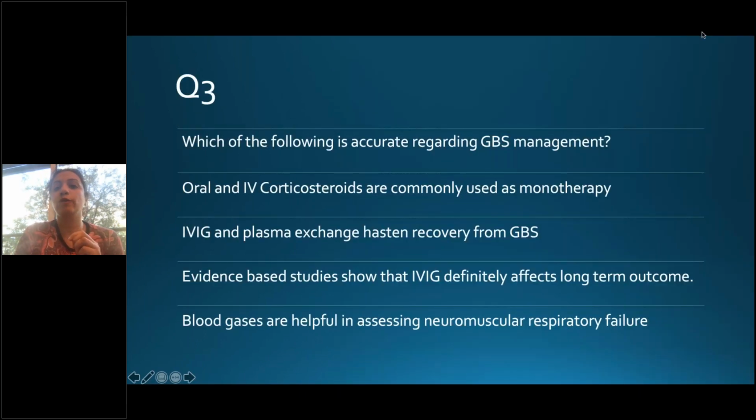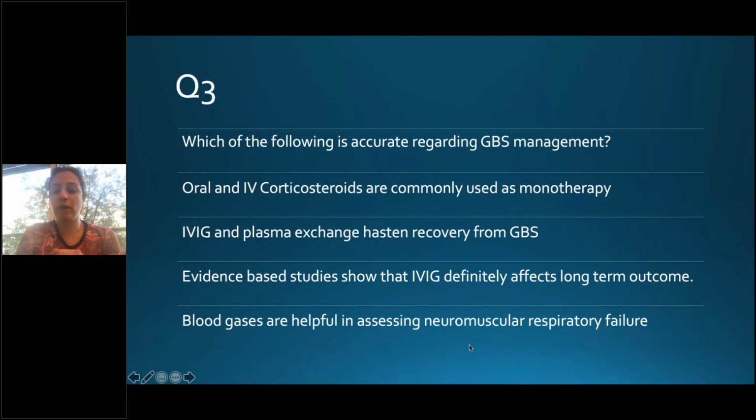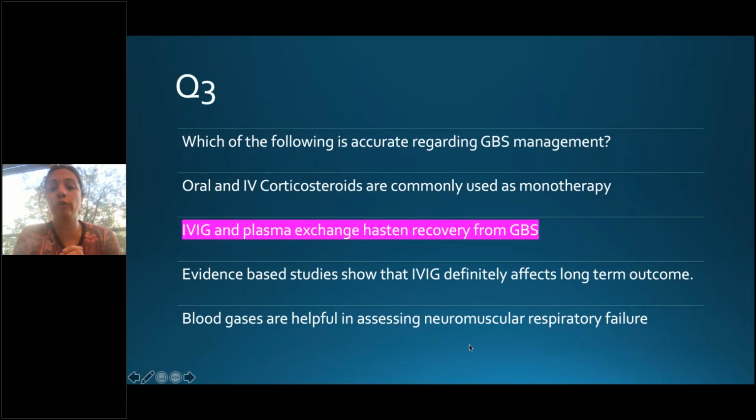Last question, which of the following is accurate regarding management? Oral and IV steroids are commonly used as monotherapy. IVIG and plasma exchange hasten recovery. Evidence shows that IVIG definitely affects long-term outcome. Blood gases are helpful in assessing neuromuscular respiratory failure. Perfect. That is correct. So IVIG and plasma exchange hasten recovery. However, they do not affect long-term outcome.